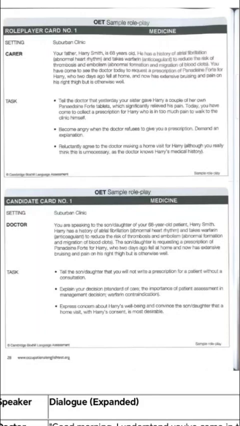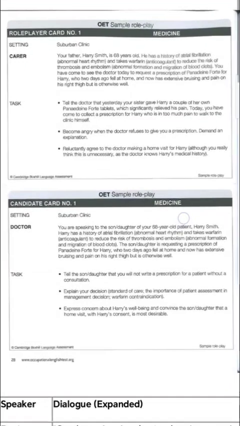All right. So let's first discuss the cards and how you have to speak in the exam. By speaking these lines, you can pass this exam easily. All right, here you can see the role player card. Of course, it will be with the role player.